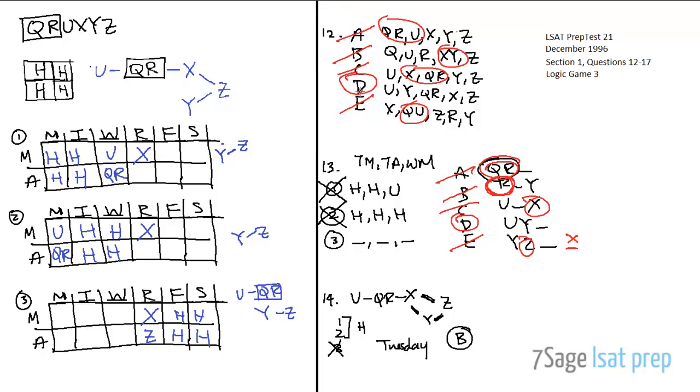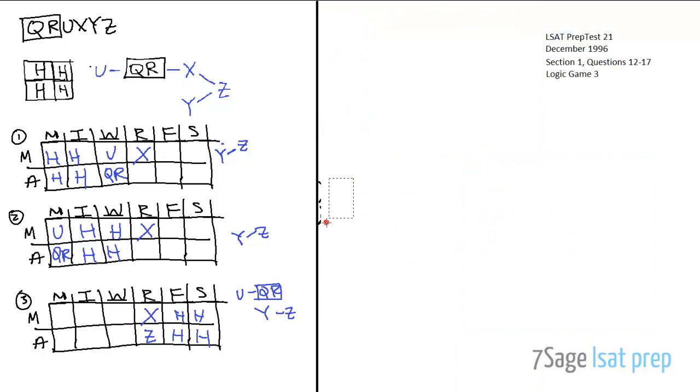Okay, let's go ahead and get rid of this stuff, clean this up a little bit, and we can keep going. That's fine. Let's move to question 15. Question 15 says, if R is interviewed at some time after Y. Okay, so Y has got to be before this QR block. So U, QR, X, Z, and now Y is also before Z, but Y also has to be before QR. So once again, we know an additional piece of information here.